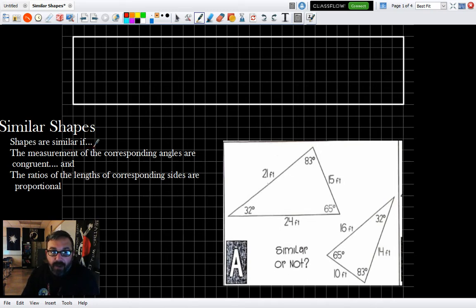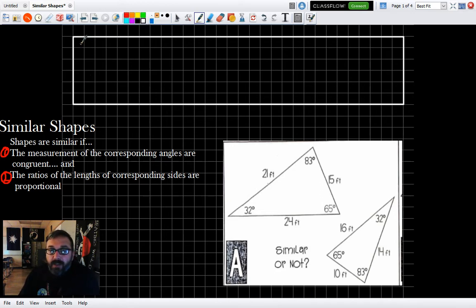Shapes are similar if, one, the measurement of the corresponding angles are congruent, and two, the ratios of the lengths of corresponding sides are proportional. This means they must have an equivalent ratio. So we're going to kind of look like we're working with fractions, but we're actually working with ratios.